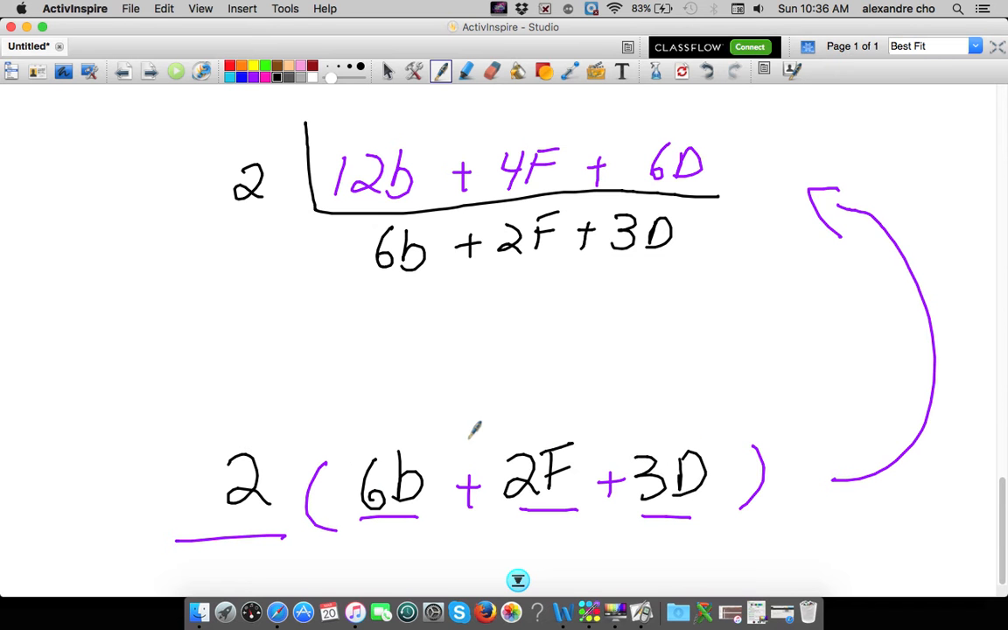You can always double check. 2 times 6 burgers is 12 burgers. 2 times 2 french fries, 4 french fries. And 2 times 3 drinks gives us 6 drinks. Sorry I made it way too easy. Okay, but that's definitely what we have to do.